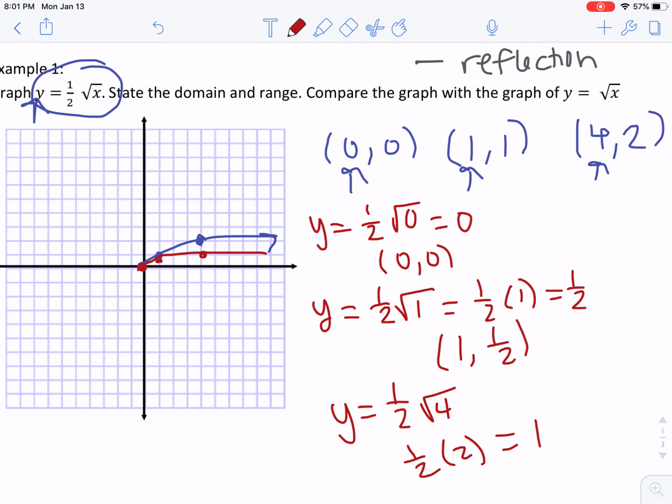So if you notice, all you're doing is changing the y values. You're taking all the y's of your parent and multiplying them by a half. So 0 I took by half, 1 I took by half, 2 I took by half. You don't actually have to plug them in if you don't want. You can just take your y values and multiply them by whatever your a value is. Keep the same x, and those are going to be your new pairs.